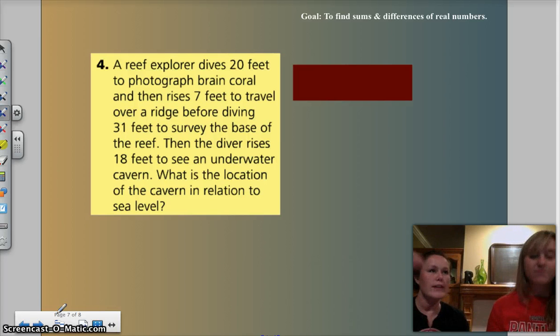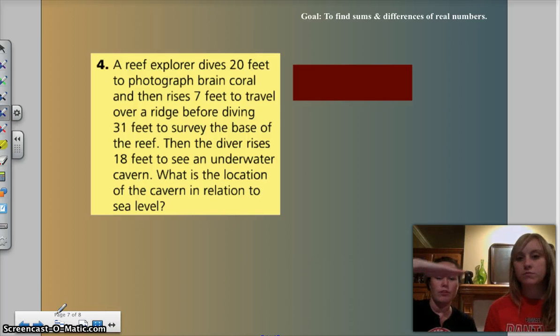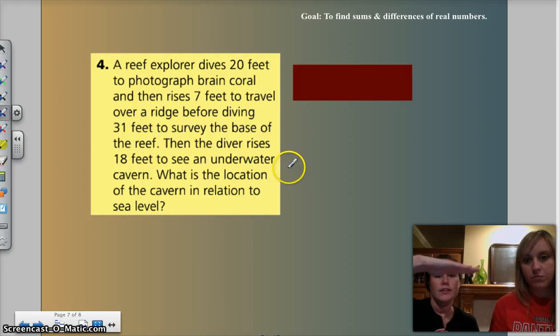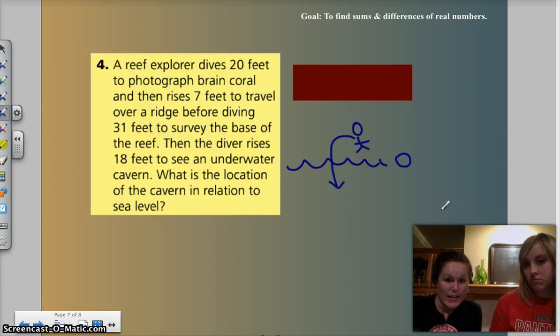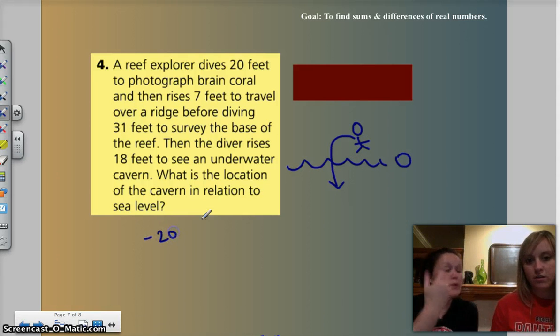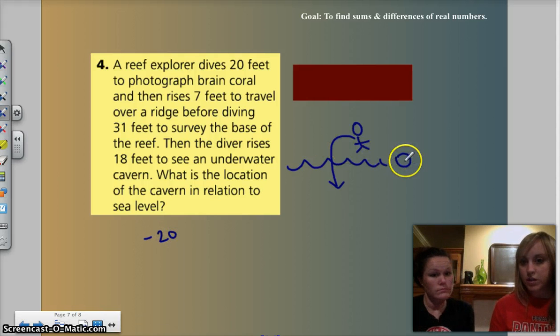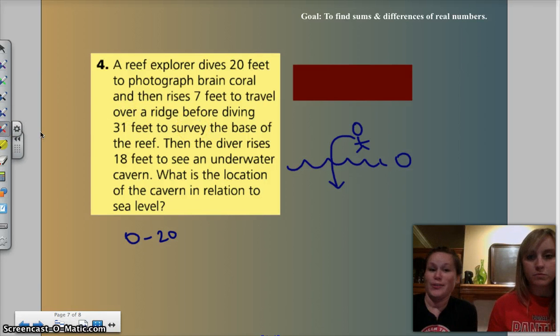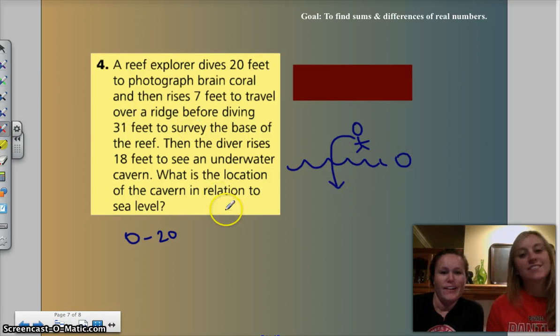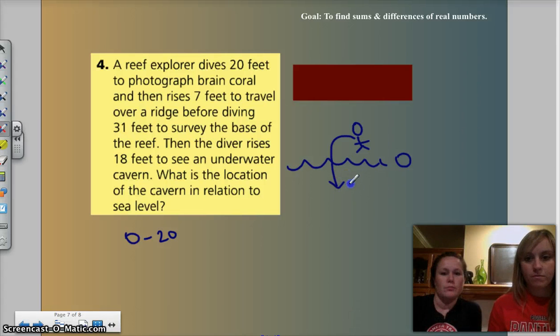Okay, so rising and falling, up and down. If you think of sea level at 0, he's going to dive 20 feet. So he's going to go down 20, negative 20, from 0. Should we start with 0 minus 20? We can start with just minus 20, to photograph brain coral. And then he rises 7 feet, so plus 7, right?